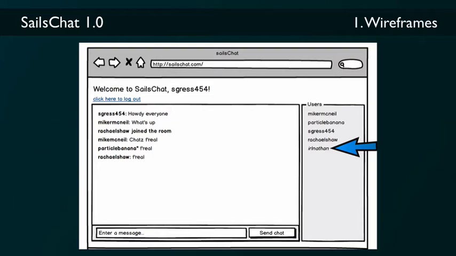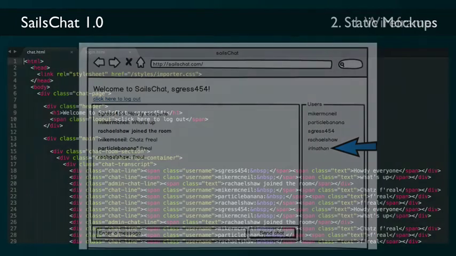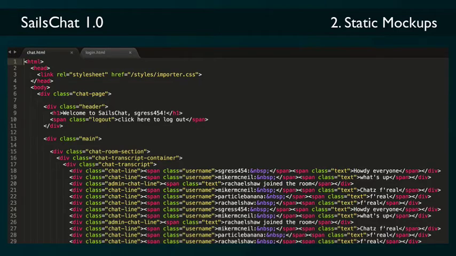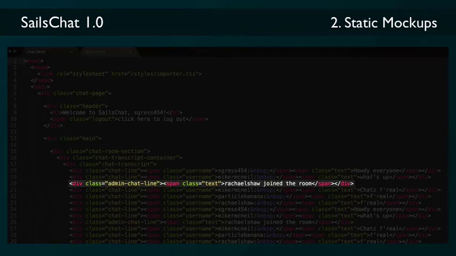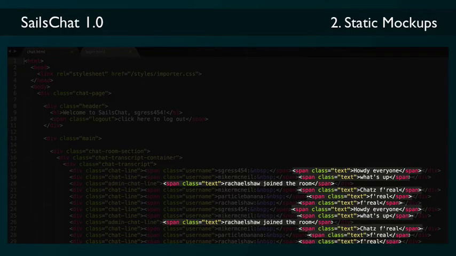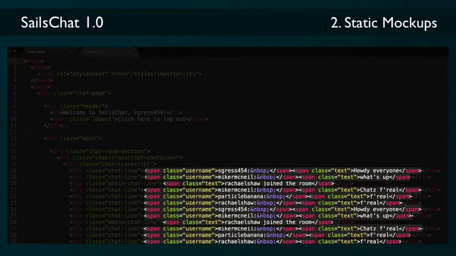After taking a few minutes to build up those wireframes, the next step is to transform those into HTML mockups. You can find these in the repo if you're following along in the assets/mockups folder. This is a really important step because it lets you build and style all the pieces of your interface and get a feel for what you're going to be building dynamically. For instance, if you look at the HTML for the chat room, we can see that when we make this dynamic later, we're going to be emptying out this chat transcript element and creating new chat line and admin chat line elements, each containing text spans, and for the non-admin lines, username spans.